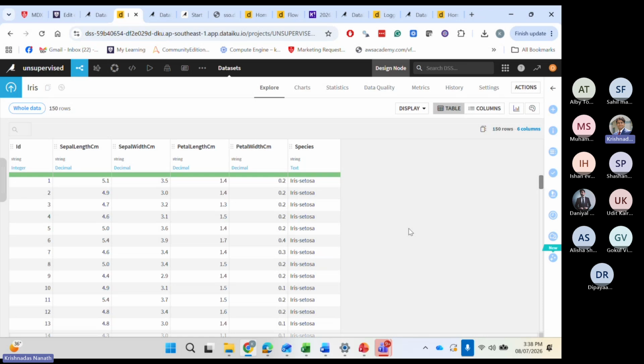Okay. Question to you. Can you quickly analyze the species and tell me how many categories are there and how many flowers are there in each category? Fantastic. That's the response I want. 3 categories. Which are the ones? Setosa, versicolor, virginica. And how many in each? So total 150 flowers. Okay.